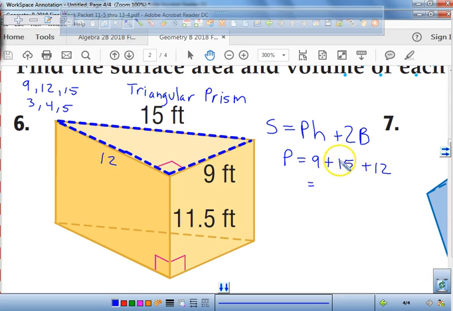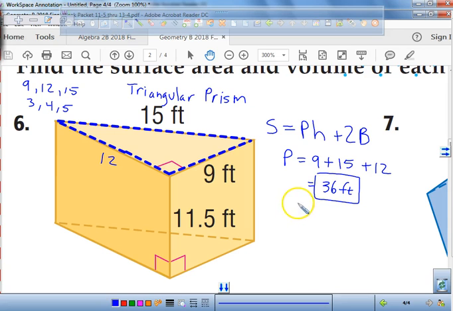Add up. 9 plus 15 is 24. 24 plus 12 is? All right, here we go. So we have 30, bless you. 36 feet. That's okay. I know some of you students are just allergic to math. It's okay. We'll try to make the best of it.